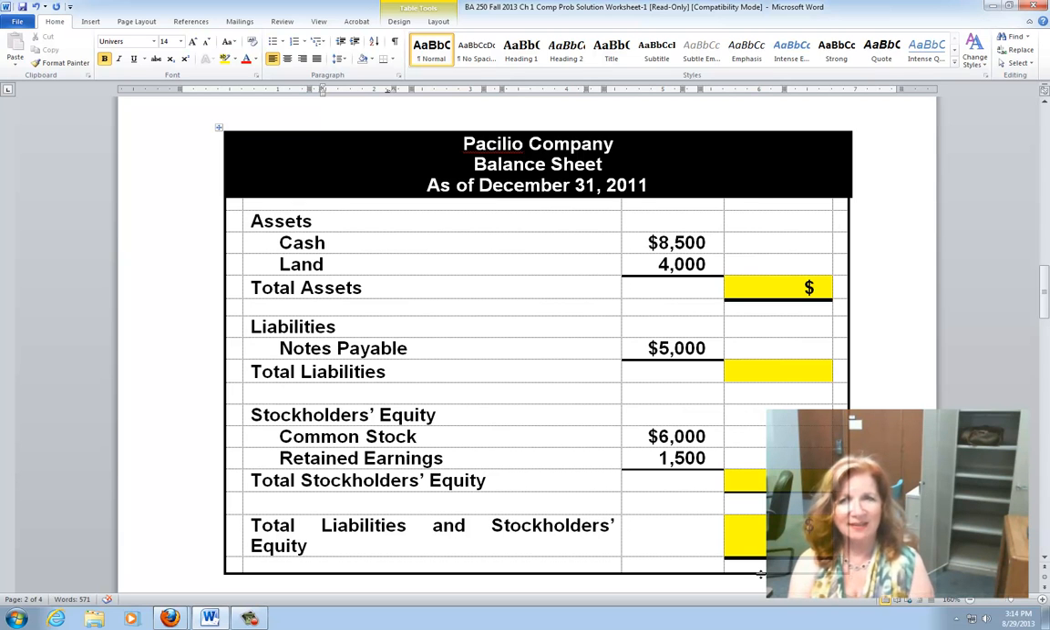So now we have assets and we have cash and land, and then you'll put in the total there in this statement for the cash and the land. Then we have liabilities, and you'll put in the total for the liabilities. Then we have stockholders' equity of 6,000 and of 1,500 for the contributed capital and the earned capital. And you'll put in the total of those numbers. Then you'll add together the total liabilities and stockholders' equity. And remember, they have to equal the assets. So I'll leave you to enter those and to check the totals.